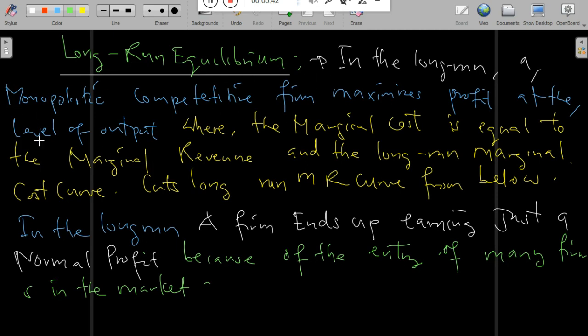Long run equilibrium. In the long run equilibrium, monopolistic competitive firms maximize profit at the level of output where the marginal cost is equal to the marginal revenue, and the long run marginal cost curve cuts the long run marginal revenue curve from below. So in the long run, firms end up earning just a normal profit because of the entry of many firms in the market.